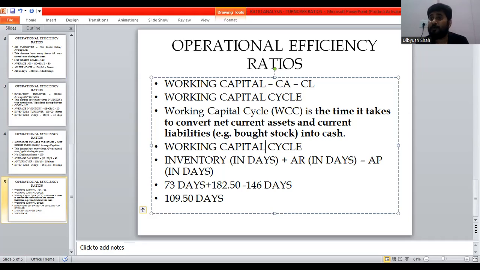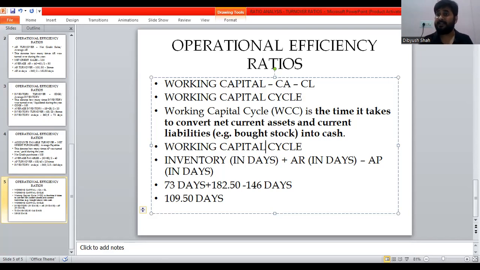It took me a further 182.5 days to collect my accounts receivable in full, and my creditors were supposed to be paid in 146 days. So if I look at it, from the time I purchased my inventory, it will take me 73 days plus 182 days till the time I get cash from debtors. That's around 255 days, 255.5. But I have to pay my accounts payable in 146 days.